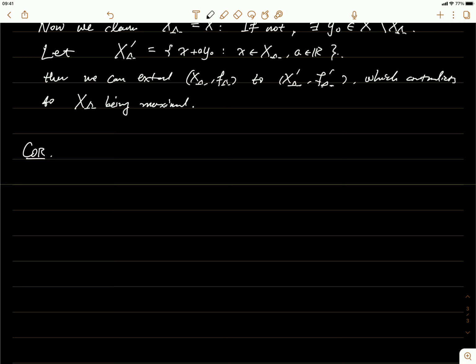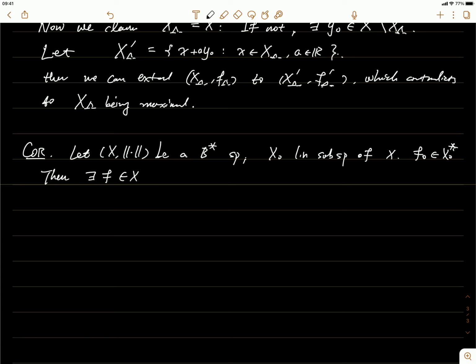which is as follows. Suppose we have a B star space X, and then we have a linear subspace X naught of X. We also have F naught, which is a bounded linear functional on this linear subspace. Then there exists some F that is a bounded linear functional on the whole space, such that first, when we restrict F to X naught, it should coincide with the original F naught. Secondly, this F should have the same norm as the F naught.